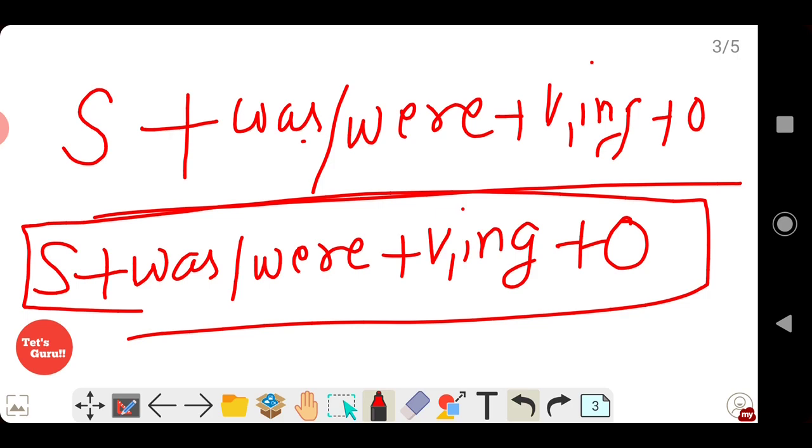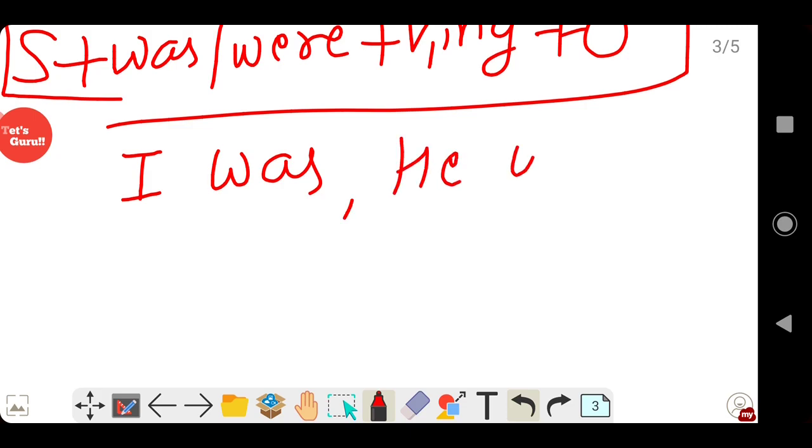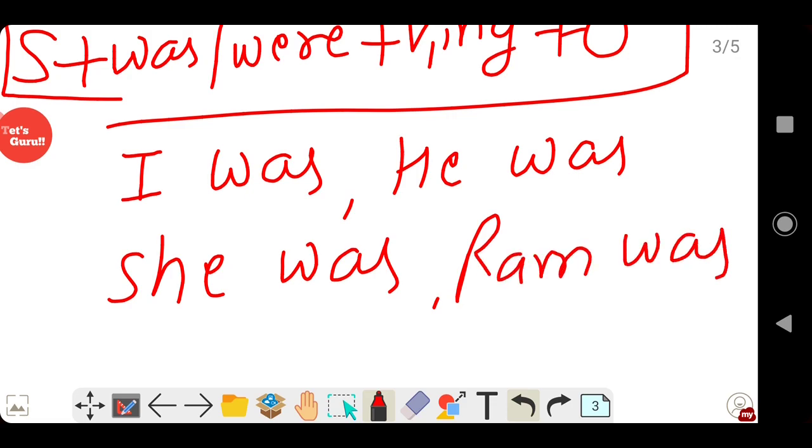Definitely follow the rule, because this rule will tell you how you can make your sentences on the basis of past continuous tense. Let me explain about first person, second person, third person. I'm talking about the subject. I is combined with was. I was, he was, she was. Or any singular person like Ram was, Sita was, Geeta was. They are third person, singular.